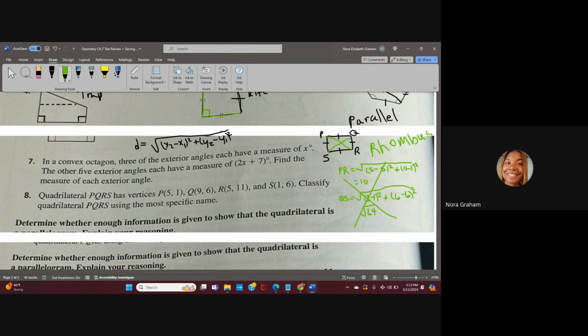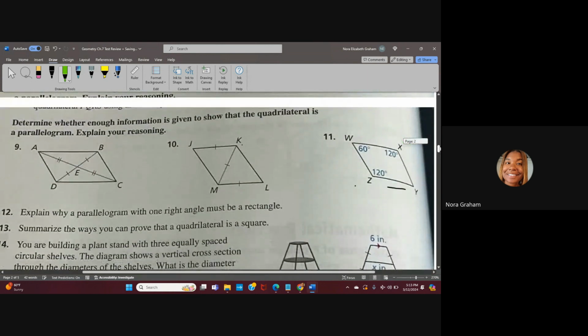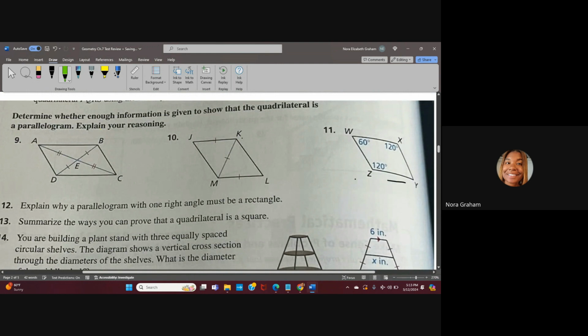We proved that using the distance formula, finding the distance between our diagonals and all of our sides. Okay. If you have any questions on this one, let me know as usual. Now let's go down. I think I have time to look at 9 through 11. Let's try to see if we can get through these.